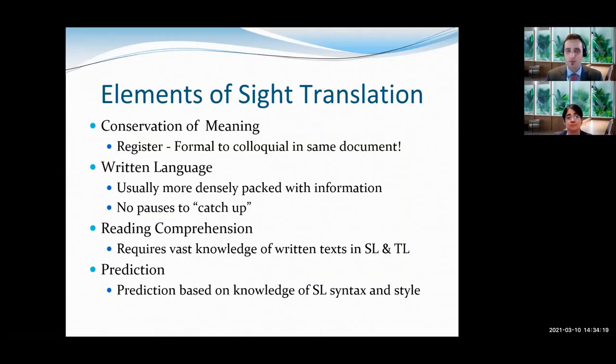Prediction means that based on your knowledge of the source language syntax and style, and based on the fact that you're a logical person and you know how to make language work, and you know how to put language together, and you know how your A language and your B language are supposed to sound, there are times when you can predict what's coming. It just means you have a good idea of what to expect based on what you're currently hearing. And so, for example, we use this with idioms.